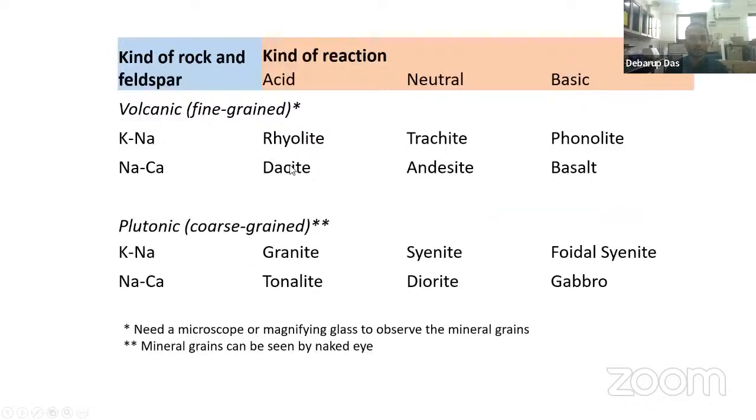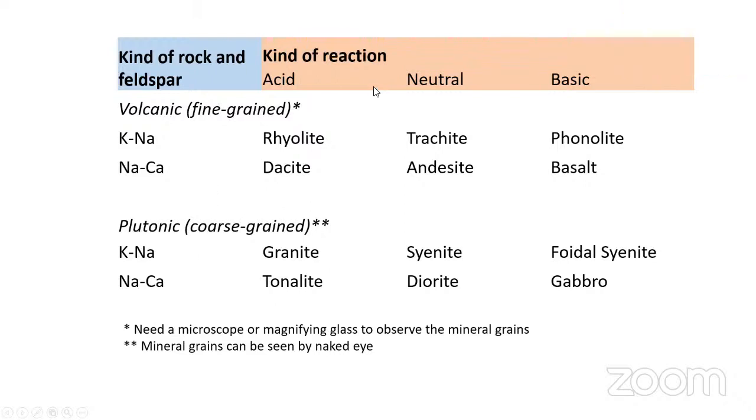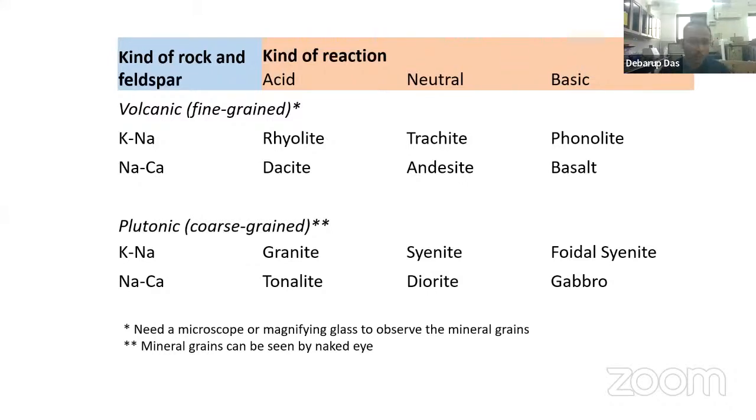So if you combine them: volcanic, fine grained, acid, neutral, basic; plutonic, coarse grained, acid, neutral, basic. Try to remember this table, because they may ask acid plutonic or neutral volcanic rock. Though chances are less, they will be asked, especially for AR students, not for GR. For GR students, they can ask which of the following is a basic igneous rock, which of the following is an acid igneous rock, like that.